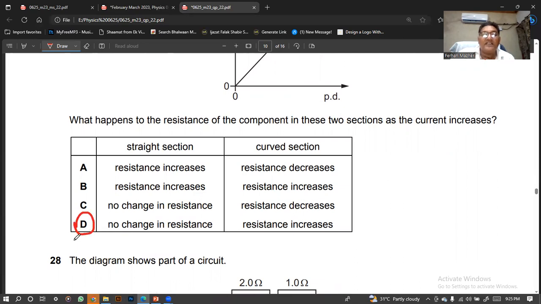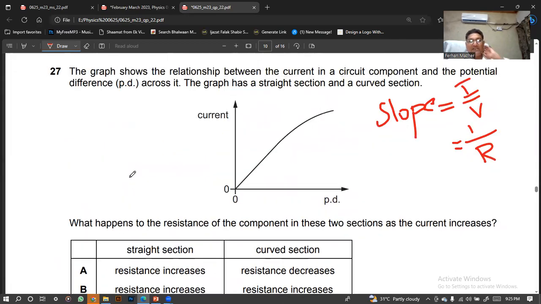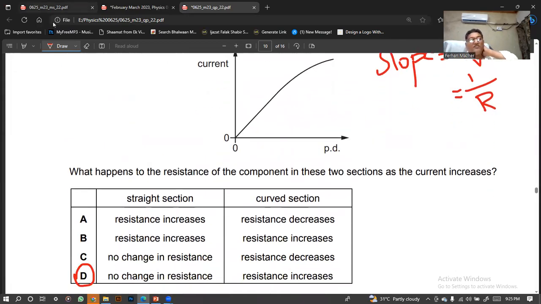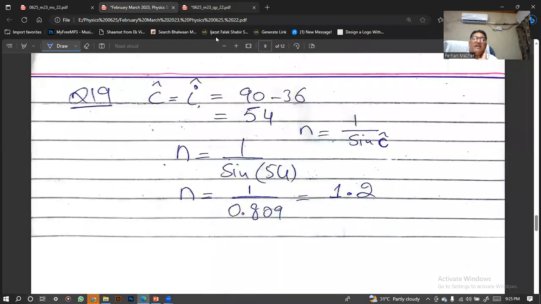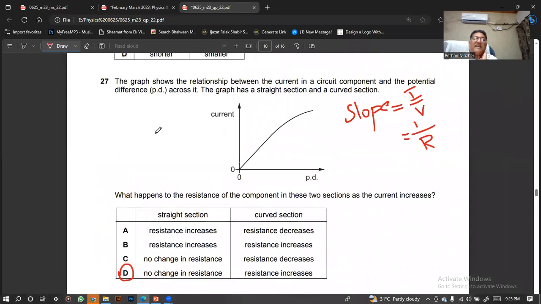So we think D is the option, no change in the resistance in the straight section and in the curved section, because the slope is decreasing, which means that the resistance will be doing the opposite. So the resistance will be increasing. So question number 27, D is the right option. I hope you understand. Let me decrease the size so you can see the whole question number 27 together. I hope you understand the idea also, how we concluded this.